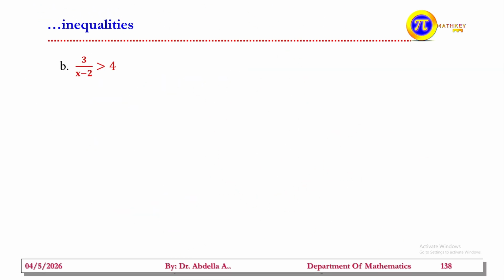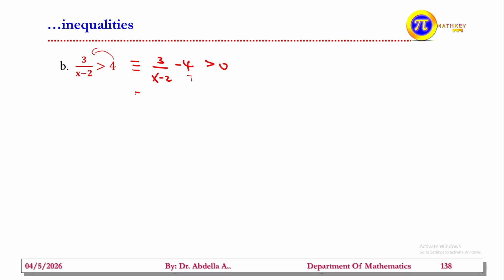It says 3 over x minus 2 is greater than 4. What applies in this case? We collect constants and variables on one side. This means 3 over x minus 2, minus 4. Take the 4 to this side, it becomes negative 4, is greater than 0. After that, take the LCM of the denominators: this is x minus 2, this is 1.